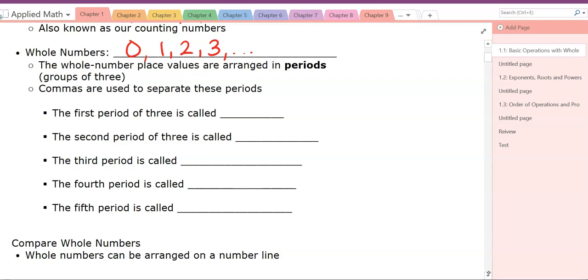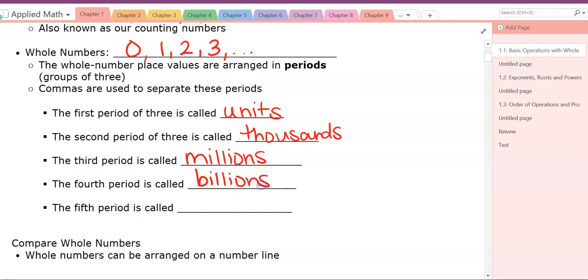So the first period of 3, those are just called units. The second period of 3 is called thousands. After that, we go into millions, then billions, and then trillions. Now, there are more periods after that, but these are the ones that you'd probably most often see. It's a rare case that you're going to be using a number that's even bigger than a trillion.